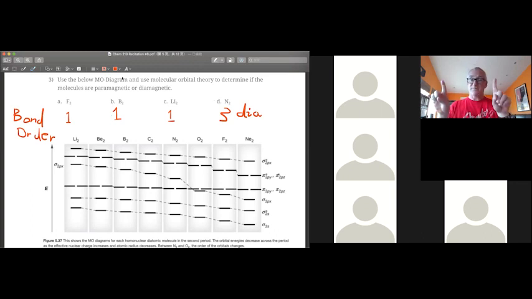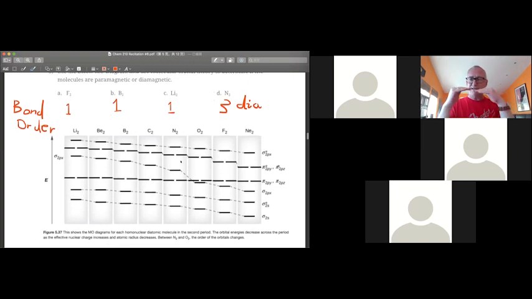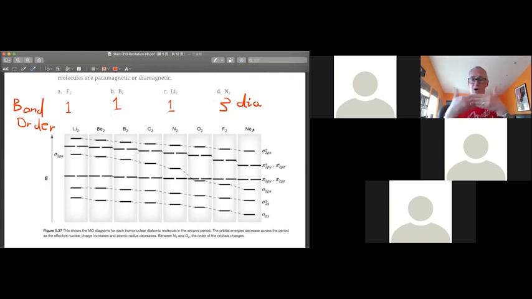So since they're split from each other, they're spinning in the same direction and it gives O2 a net spin. This particular diagram is a little confusing because it's showing you the relative energies of the different molecular orbitals, and that changes as you put more and more electrons into P orbitals. The relative energies change, but that's not important for determining bond order or magnetism. So it's a little confusing.